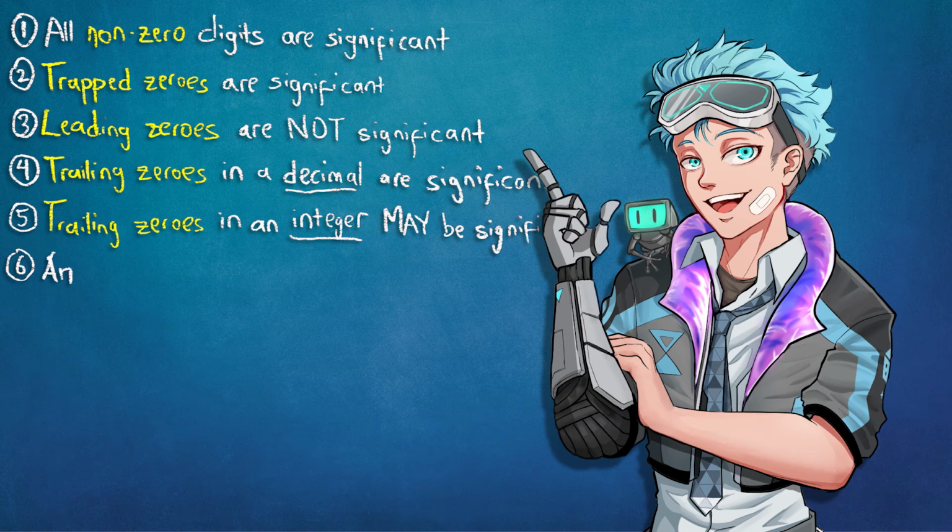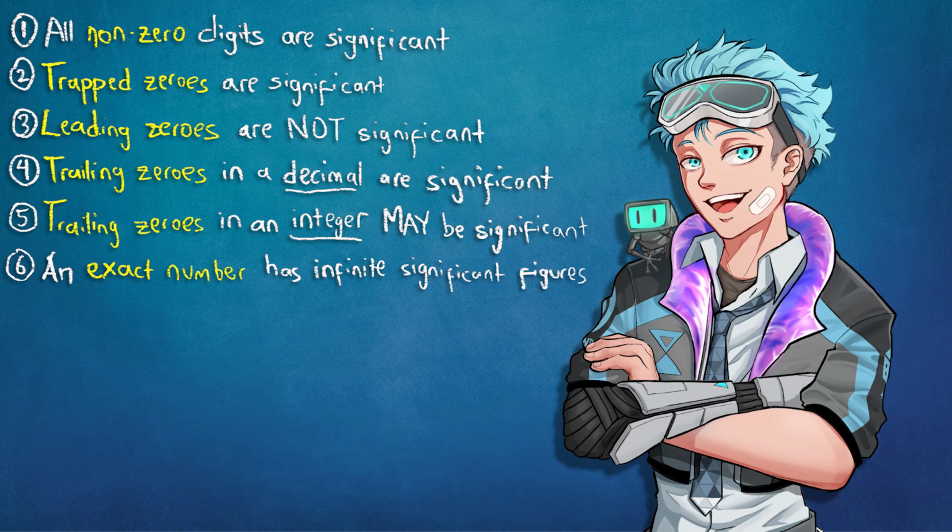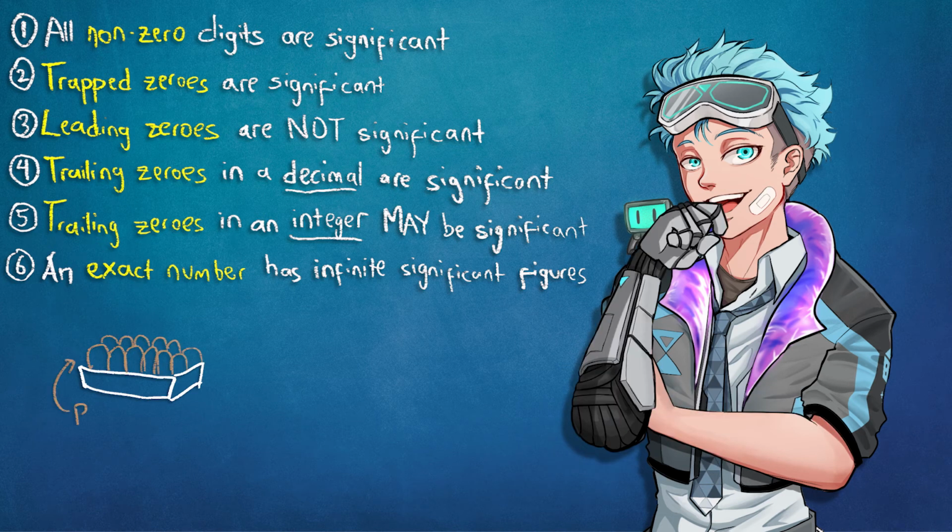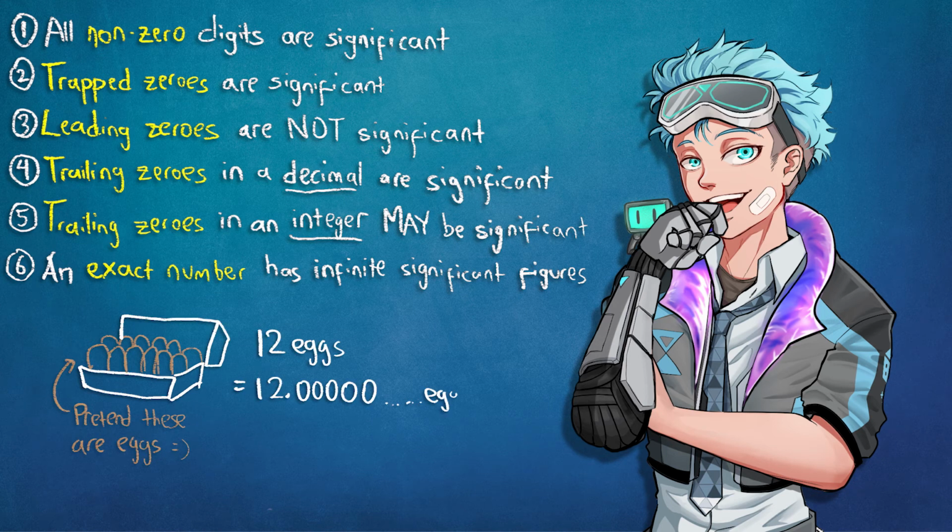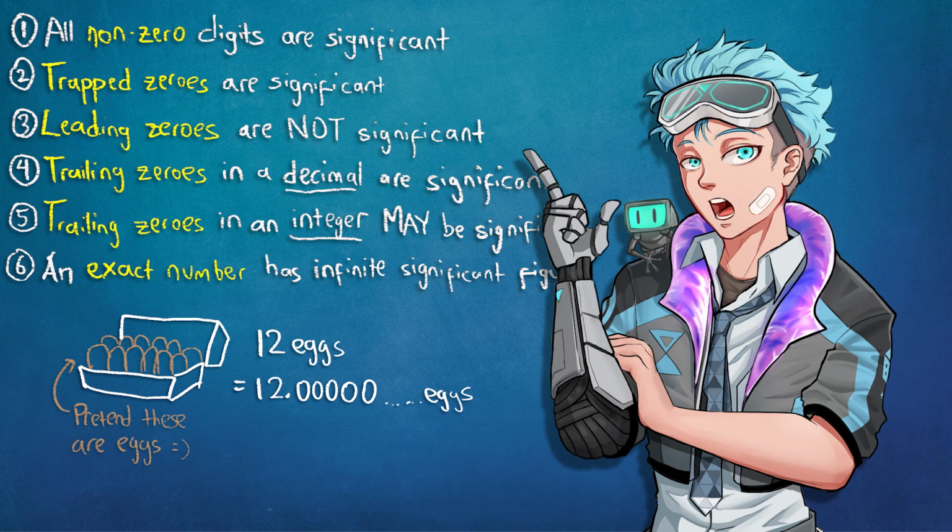6. An exact number has infinite significant figures. A lot of quantities are measured in exact numbers, like the number of eggs in a pack. You count eggs in whole numbers, so that's 12 eggs for instance, which you can write as 12.0000000 all the way to infinity, with all the zeros being significant digits. Because you know for sure there's no such thing as a 12.001 egg, only exactly 12 or exactly 13.